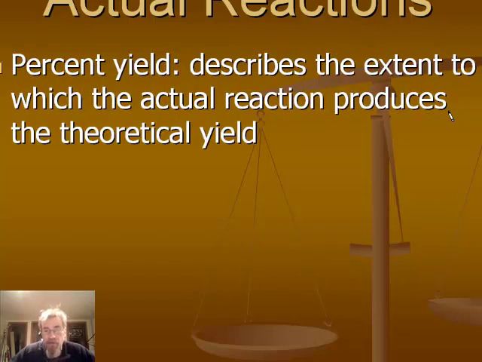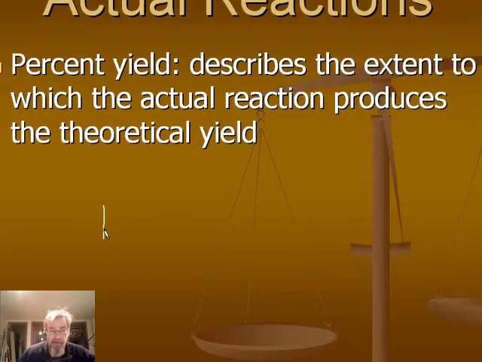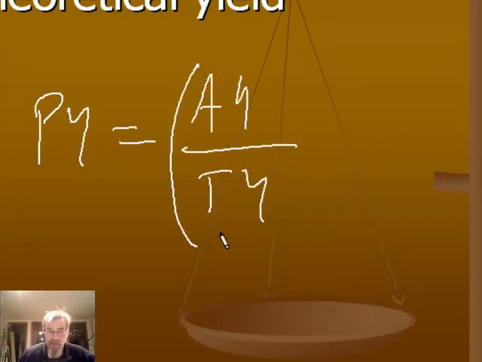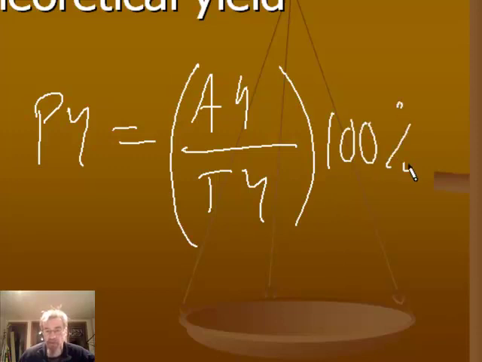Now, chemists and chemical engineers want to keep track of how good a reaction, or a certain way of doing a reaction, is at getting to theoretical yield. And the tool that they use to describe that is called percent yield. This describes how close to theoretical yield the actual reaction gets. Here's how we can quantify percent yield. Percent yield is just the ratio of actual yield to theoretical yield. Now, to make this a percent, we multiply by 100%. But basically, it's just the ratio of the small number, actual yield, to the large number.